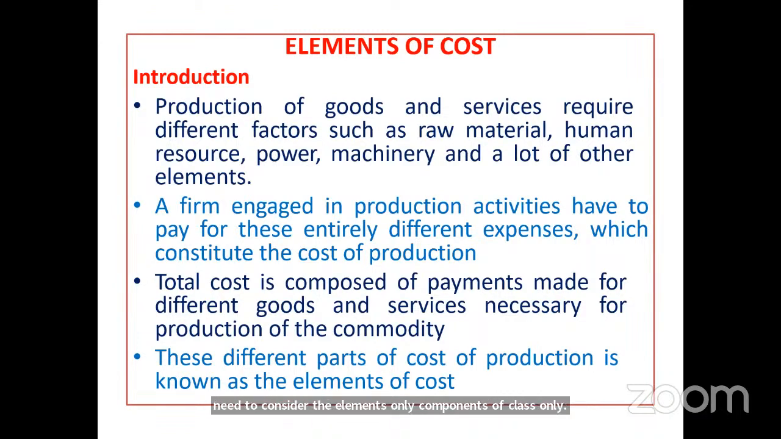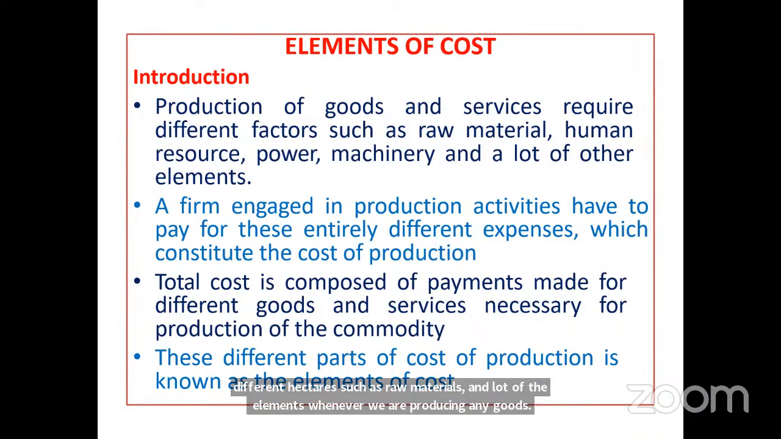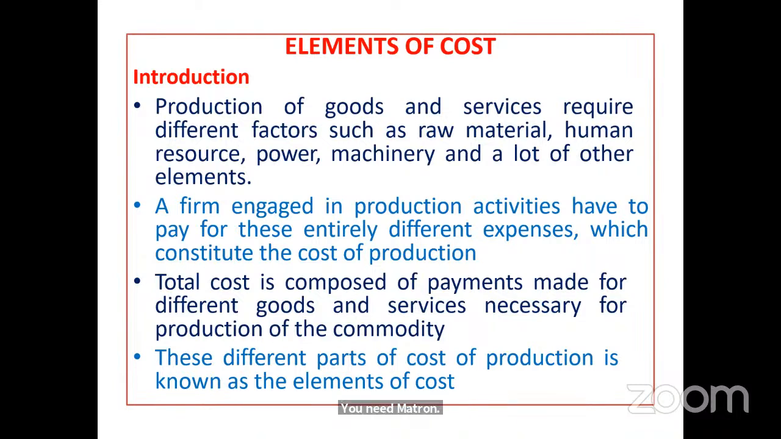So production of goods and services requires different factors such as raw material, human resource, power, machinery, and lots of other elements. Whenever we are producing any goods, let's say you are producing a bakery product, bread. In order to produce bread, what do you need? You need material, raw material. Yes or no? You need raw material, like some flour, some sugar, some salt, some oil. So these are the raw materials.